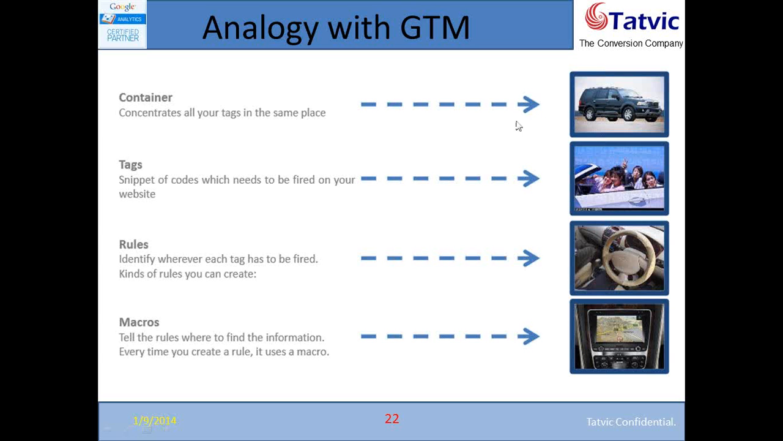The analogy is that you want to go from X to Y, and Google Tag Manager has different tags, which are snippets of code that need to be fired. There is something called rules in Google Tag Manager, which is a driver that decides where the tags need to be fired, and there is a macro which navigates what values to be used. But it's a very simple way to implement Google Analytics and its customization.